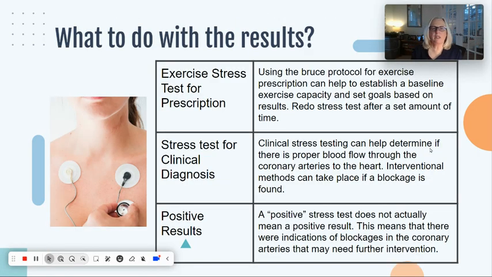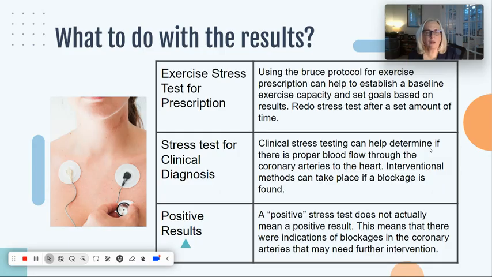All right, so what do we do with these results? First, exercise test, stress test for prescription. So this is, again, your sports medicine people, your personal trainers. It can help you establish a baseline exercise capacity, and then you can set goals based on the results. And after you've been putting them through your program and some of your other tests, you can redo the stress test to see how they did and how they've improved.